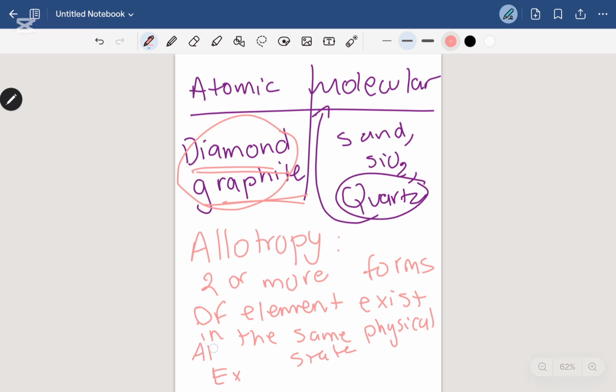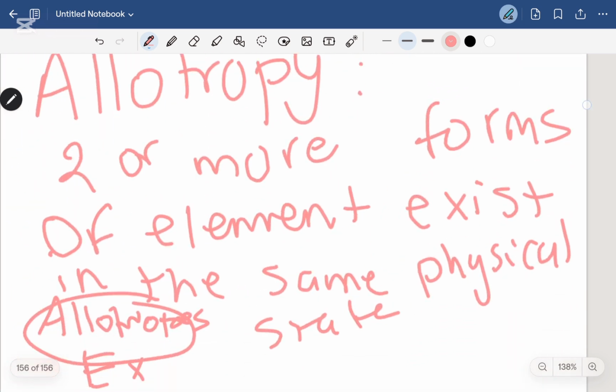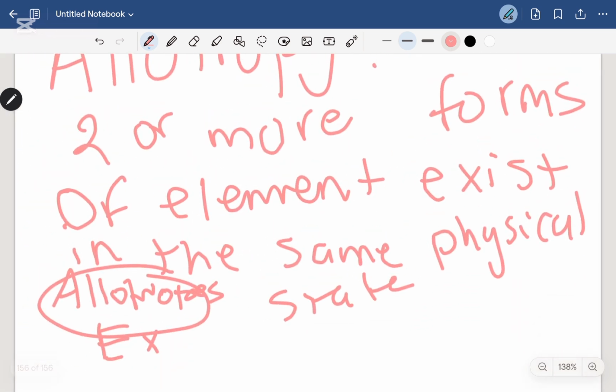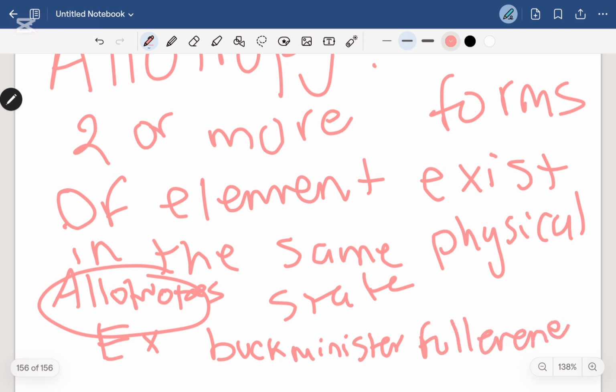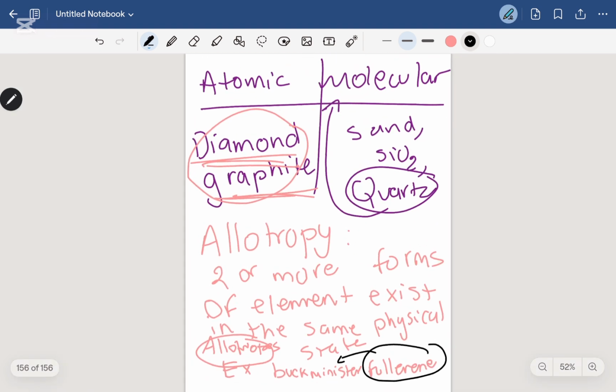Now, some examples of allotropes, okay? So the form is gonna be allotropes. Oh my goodness, I cannot write it. Okay, allotropes. So some types of allotropes, as we discussed before, from carbon we have diamond, graphite. And now this is a really, really funny name. I don't know how to say it, but just bear with me. It is called Buckminster fullerene. It's really long and funny for some reason, but just say either fullerene or Buckminster fullerene.